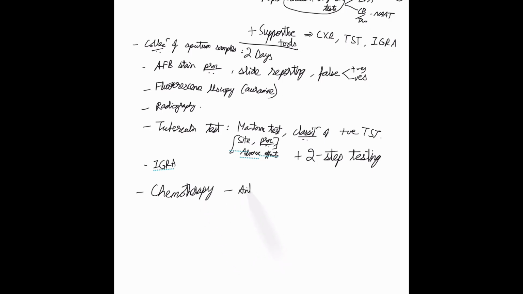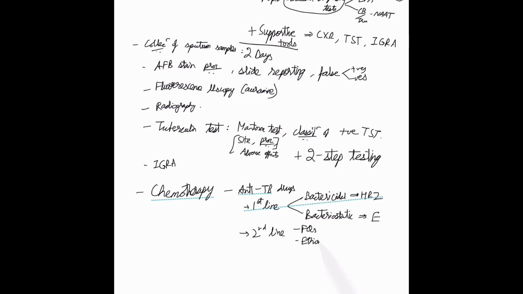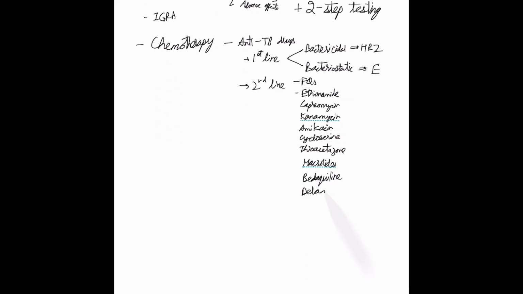Then we move on to another important part, that is chemotherapy, in which the anti-TB drugs can be categorized into first, second, and third line. In parts, it only talks about first and second line. First line, you have bactericidal, that is HRZ, isoniazid, rifampicin, and pyrazinamide. And bacteriostatic, you have ethambutol. Streptomycin is not considered now. And on the second line, we have fluoroquinolones, ethionamide, capreomycin, kanamycin, amikacin, cycloserine, thioacetazone, macrolides, bedaquiline, and delamanid.